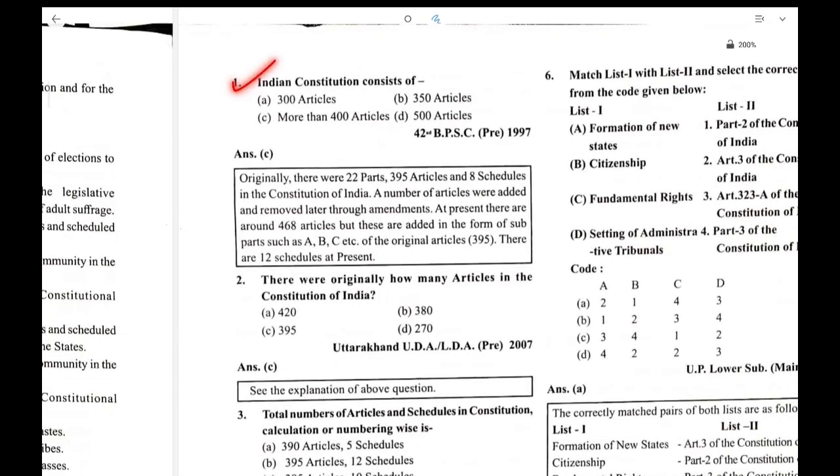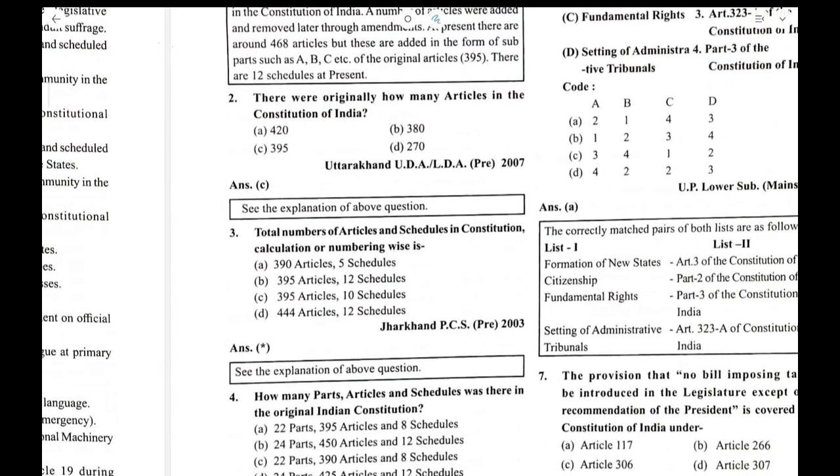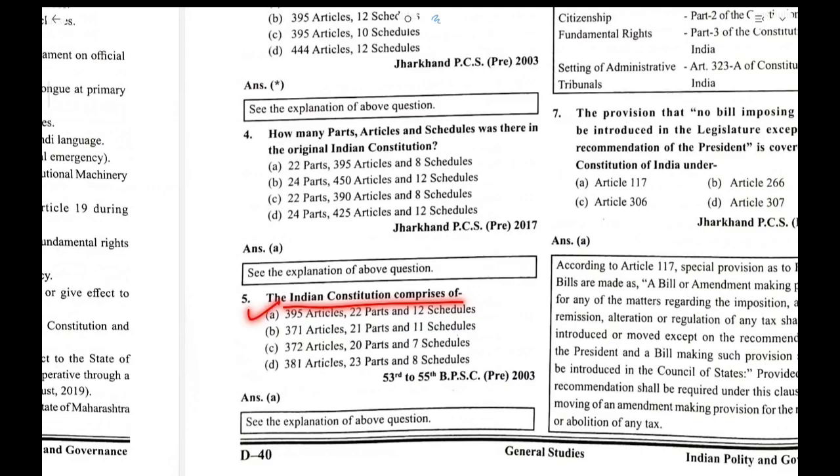Now, the Indian constitution consists of more than 400 articles. Originally, when the constitution was formed, there were 22 parts, 395 articles and 8 schedules, and right now schedules have been changed to 12 and there are around 25 parts in the constitution. How many articles were originally there in the constitution? 395. Now, how many parts, articles and schedules were there in the original constitution? There were 22 parts, 395 articles and 8 schedules. The Indian constitution comprises 395 articles, 22 parts and 12 schedules.